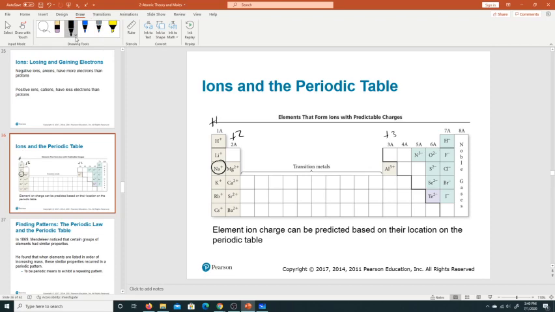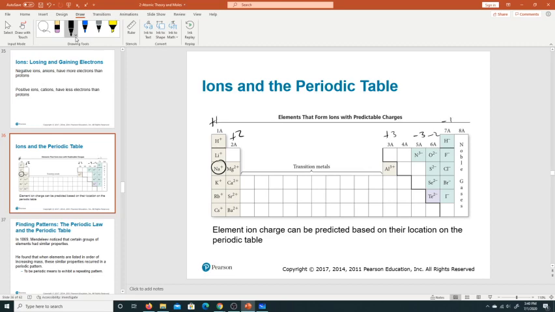So group 5, notice it is 1, 2, 3 blocks away from a noble gas in group 8, so it's going to be -3. It wants to acquire 3 electrons. Group 6 is 1, 2 away, so it's -2. Group 7 is 1 away, so it's -1.